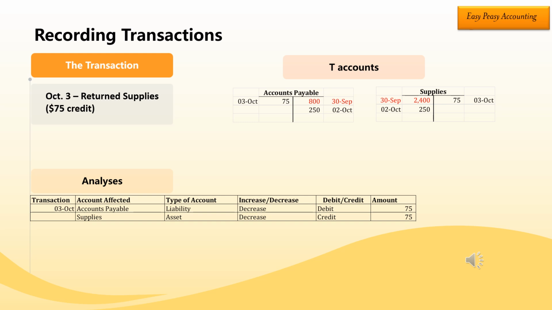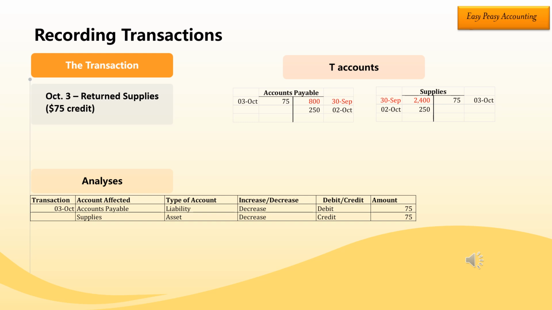October 3rd, return supplies, $75 credit. Transaction date, October 3rd. Accounts affected, supplies and accounts payable. Type of account, supplies are an asset, accounts payable are a liability. Accounts payable decreased $75. Supplies decreased $75.